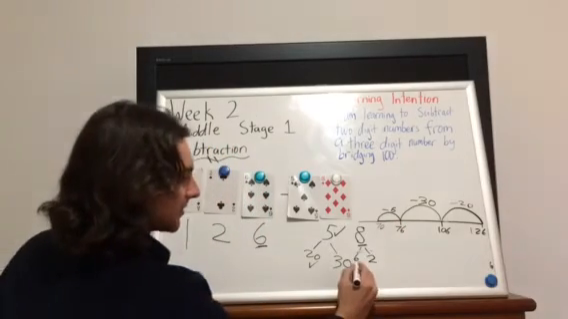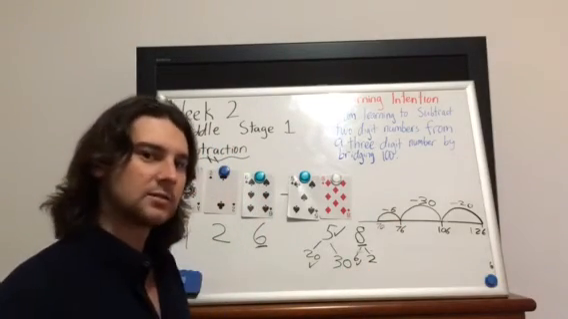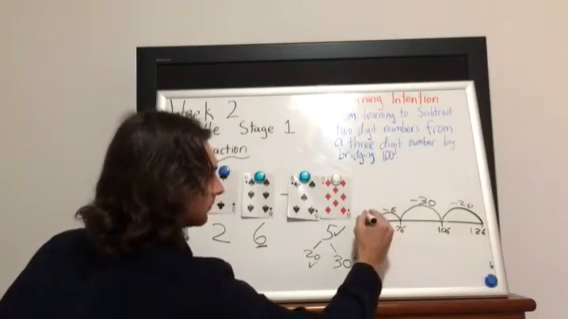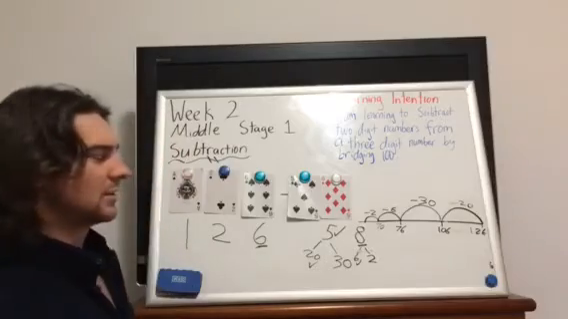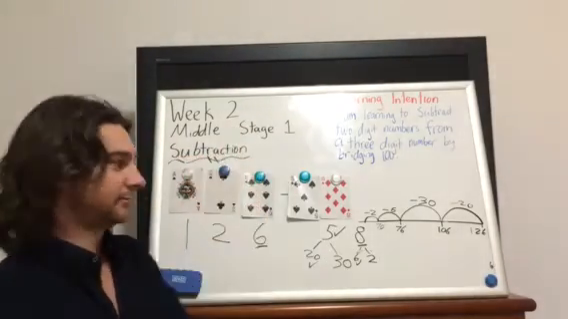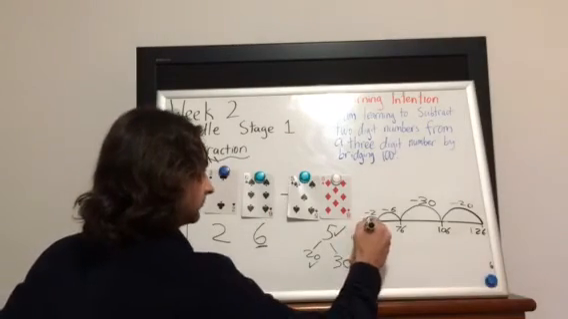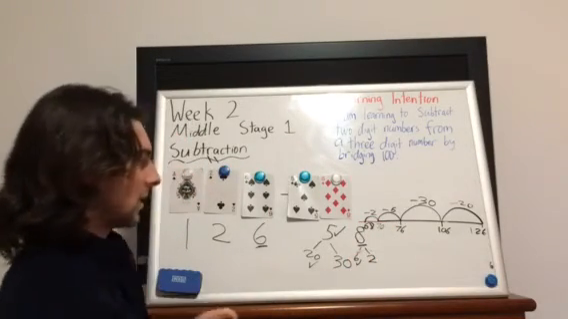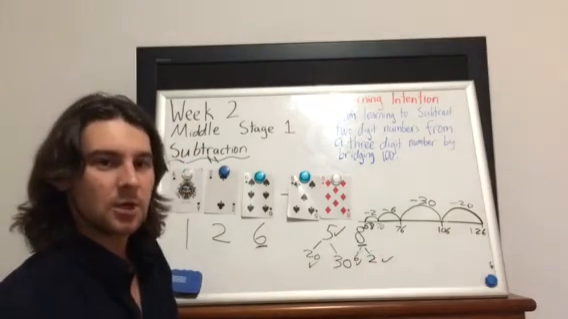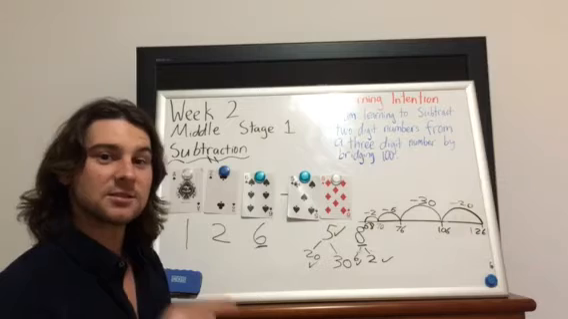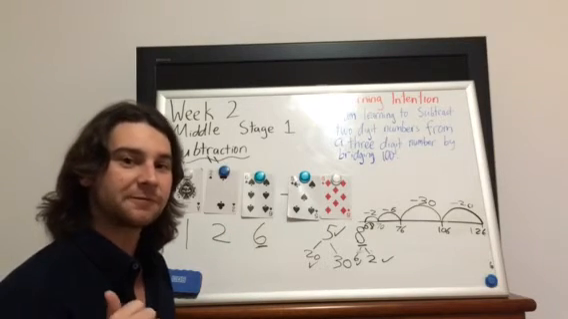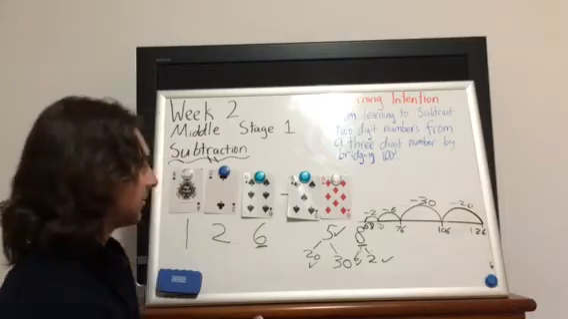Now, I've done the 6. Now I need to minus away the 2. Minus 2. 70 minus 2, 70, 69, 68. And there is your answer. There are your 2 steps. First of all, we partition the 10s. Second, we partition the 1s. We always minus away the 10s first, then we minus away the 1s.